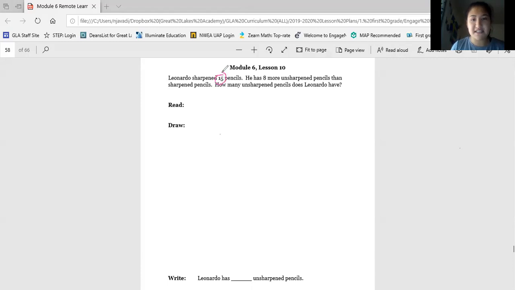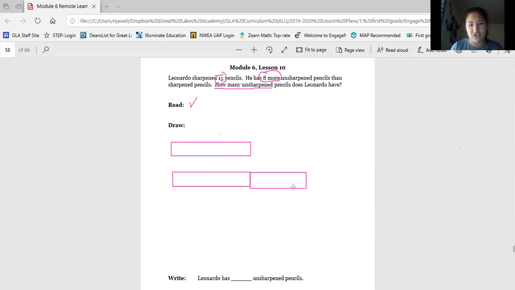We know he has 15. And then 8 more. I'm going to circle 8 more, and we're looking for how many unsharpened. Now let's draw a tape diagram, a double tape diagram to help us out. So this box is going to be for my sharpened pencils. Then this box plus a little bit more is for my unsharpened pencils. Go back in the text. How many sharp pencils does Leonardo have? That's right, he has 15 sharpened pencils.